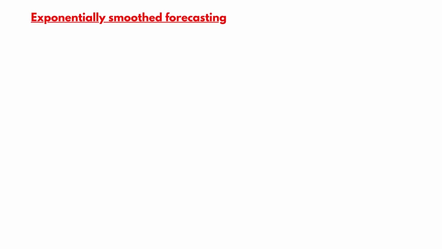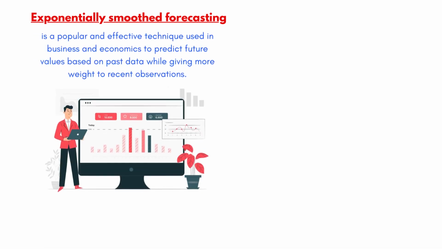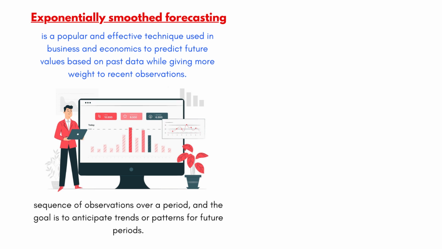Exponentially smooth forecasting is a popular and effective technique used in business and economics to predict future values based on past data while giving more weight to recent observations. It is particularly useful when dealing with time series data, where there is a sequence of observations over a period, and the goal is to anticipate trends or patterns for future periods.